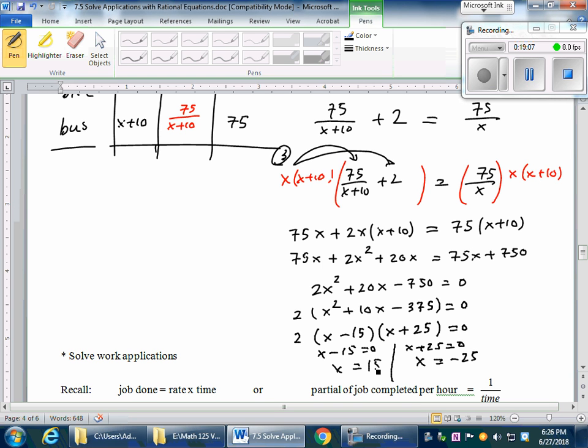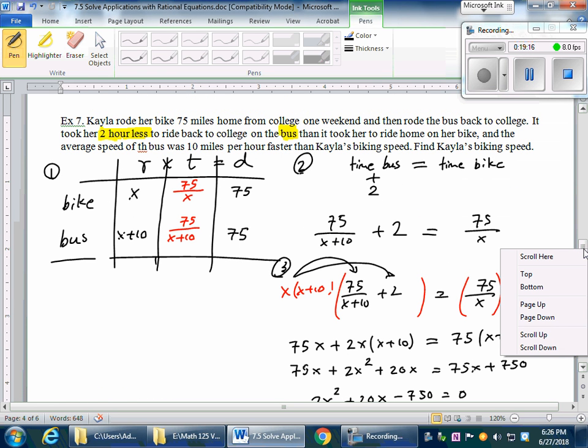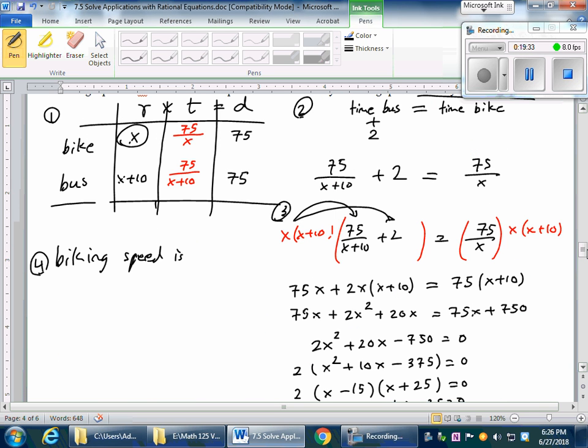And we know that we are looking for the speed, so the negative cannot be our rate. So now I can answer my question, which is the bike speed. That is x. So therefore, we can say the interpretation: biking speed is 15 miles per hour. And that would be our final answer.